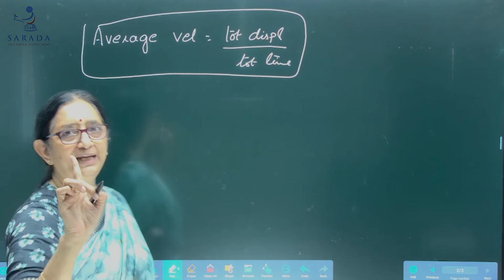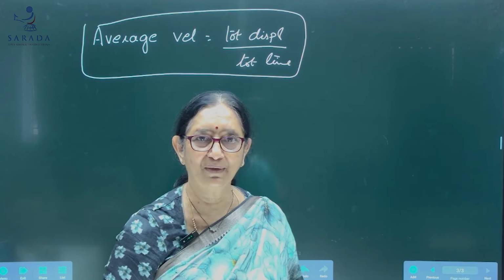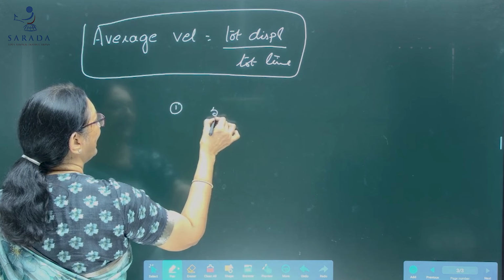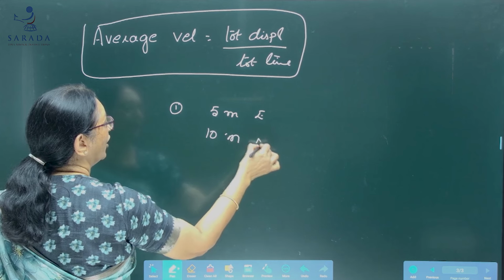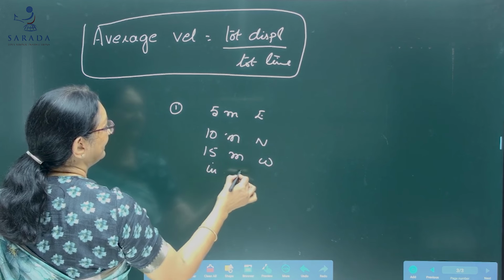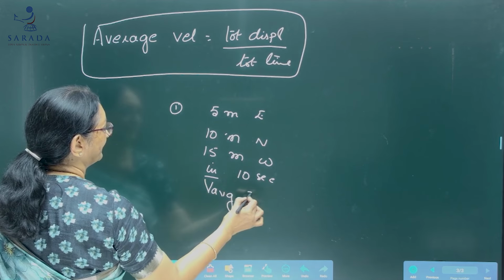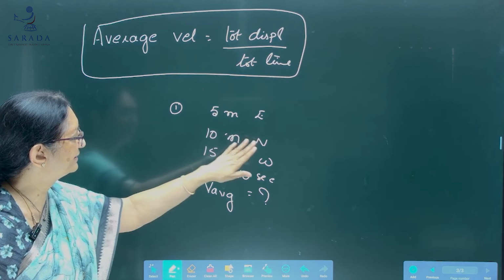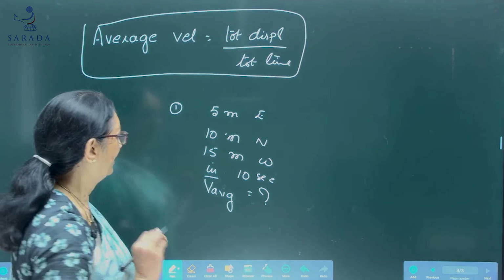See, I'll tell you only one model problem. You must be able to do any problem given on average velocity based on this simple concept. Look here. A body moves 5 meters east, then 10 meters north, and then 15 meters west in 10 seconds. Find its average velocity.